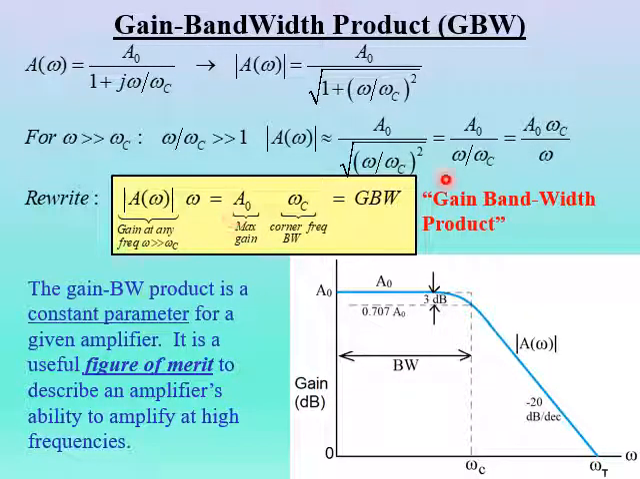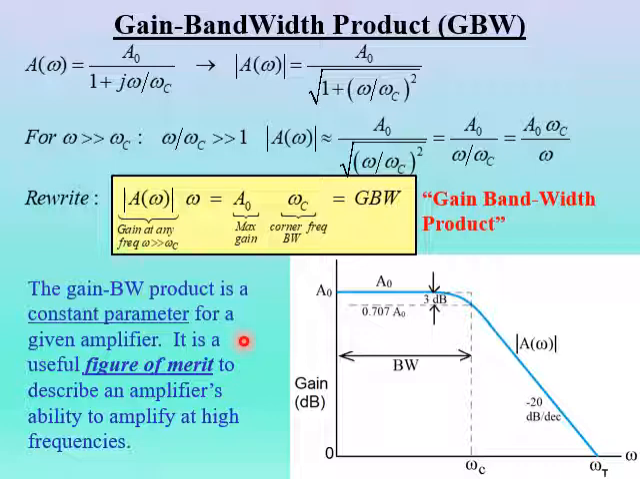That's going to be equal to, remember from this equation here, the maximum gain, A naught, times the corner frequency, omega sub c. This is a constant value because A naught does not change and our corner frequency does not change. So this gain times frequency, remember the corner frequency gives us the bandwidth, is called the gain bandwidth product, or GBW. And it's a constant parameter for a given amplifier.